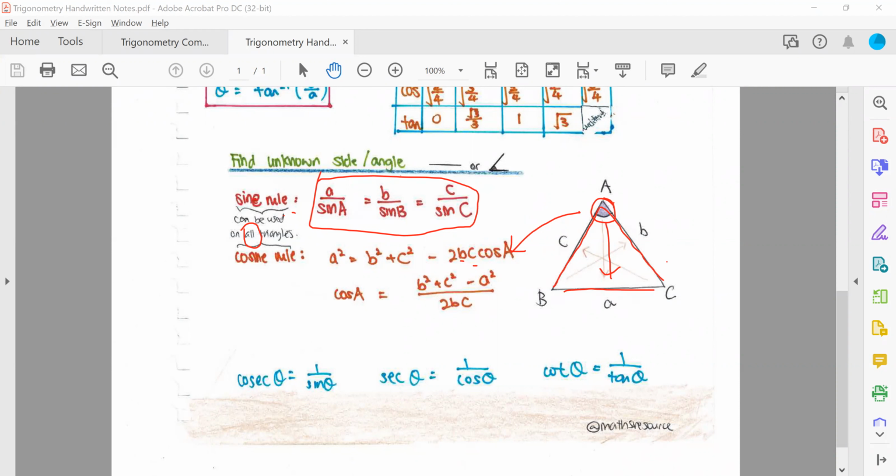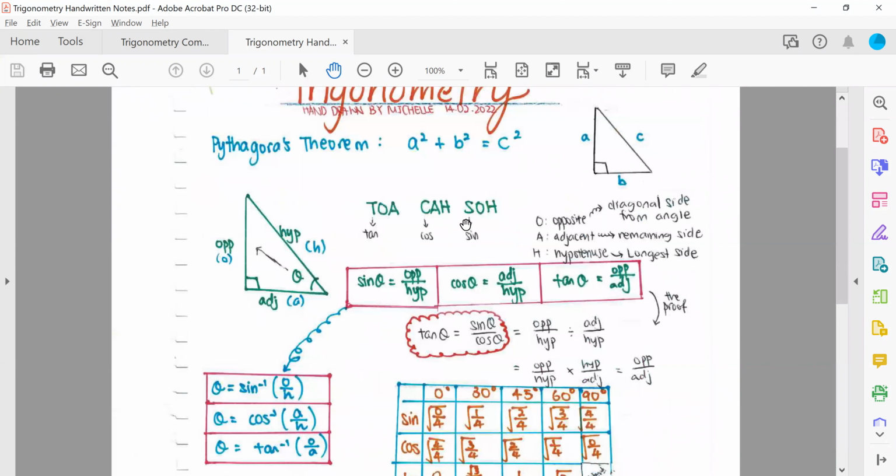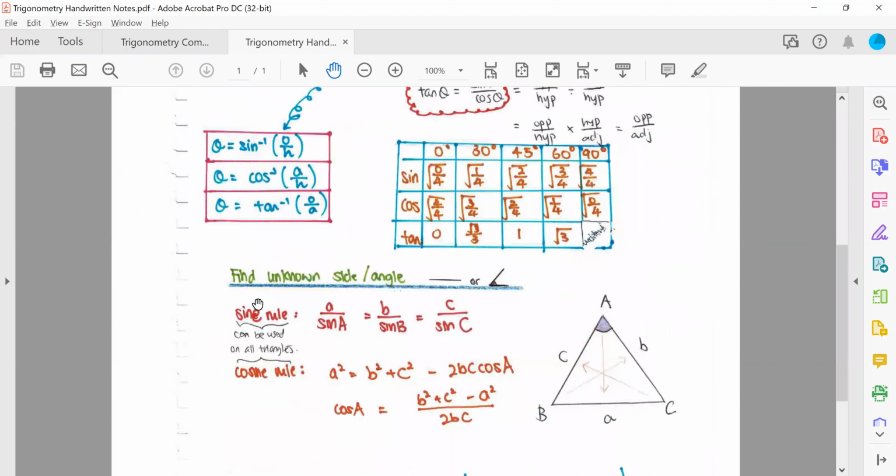All right, so that's it for trigonometry, where we learned about Pythagoras theorem, tangent, cosine, and sine, how to find theta, the sine rule, and the cosine rule.